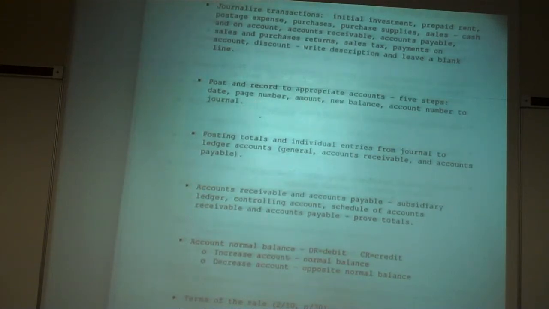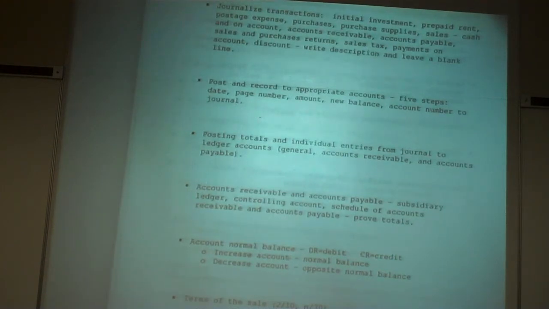What kind of an account is sales returns and allowances and sales discount? Contra revenue. Contra revenue. Because sales is what type of an account? Sales, fees, revenue. Okay? Don't forget those basics, because you're going to see those when we take the final exam.